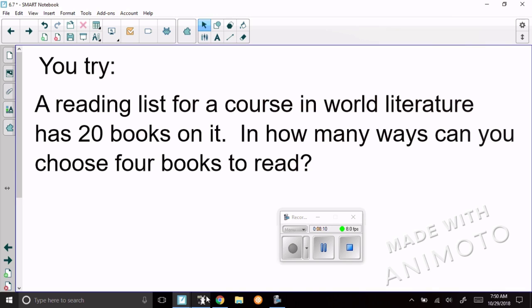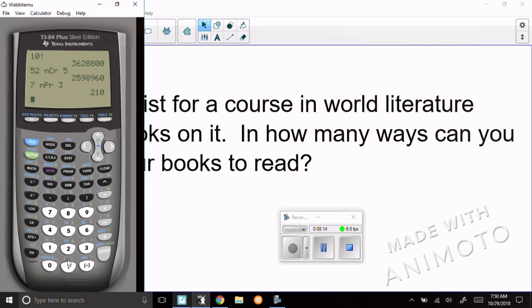And order does not matter here. So it should be 20 combination 4, and you would type 20, math, over to probability, option 3. So 20 combination 4, you get 4,845.